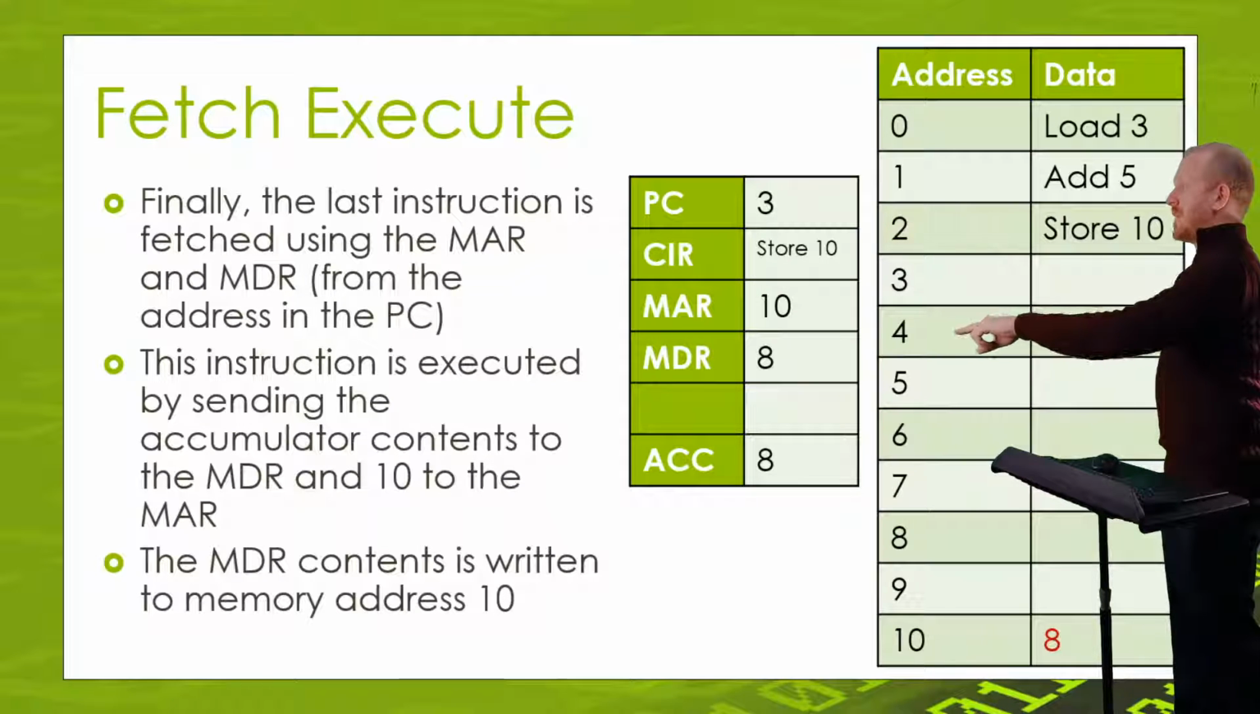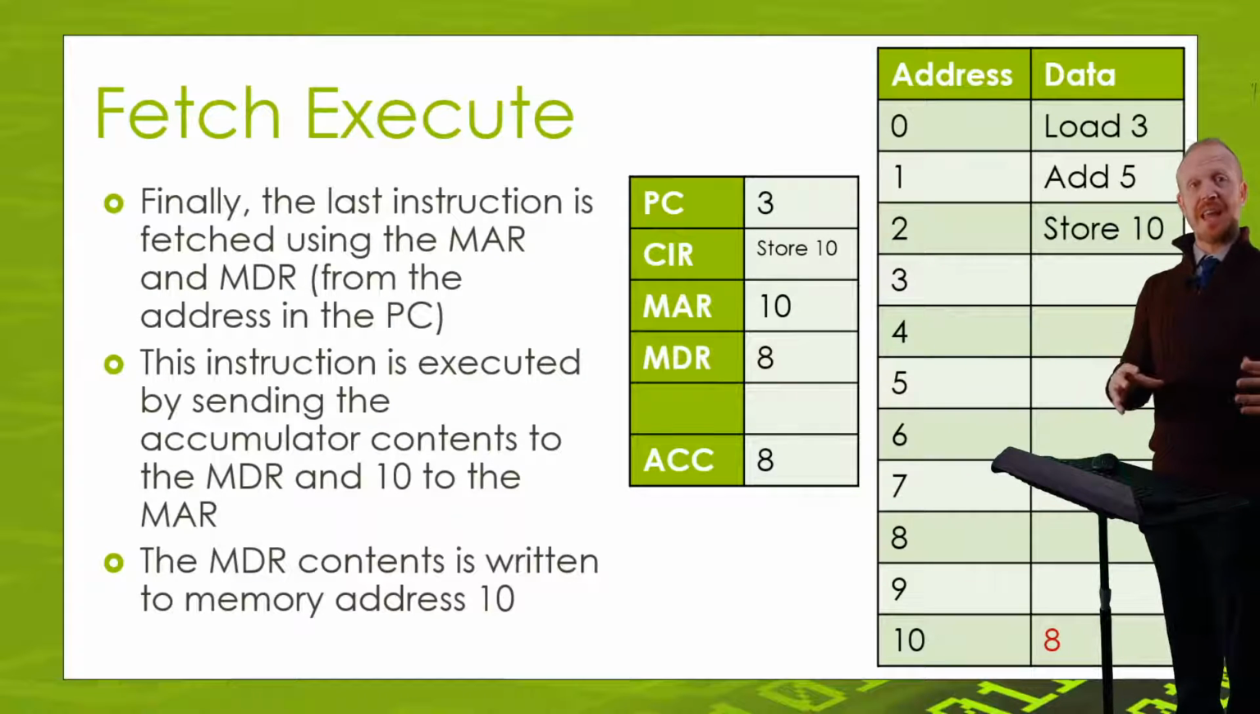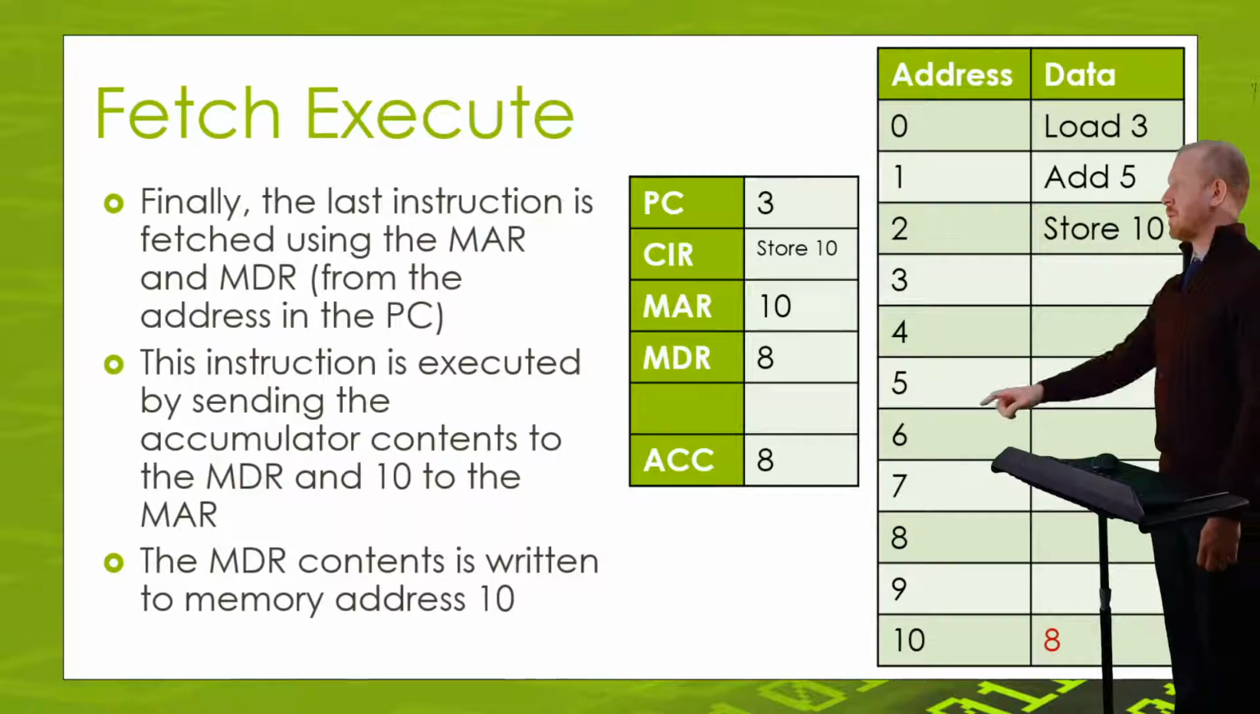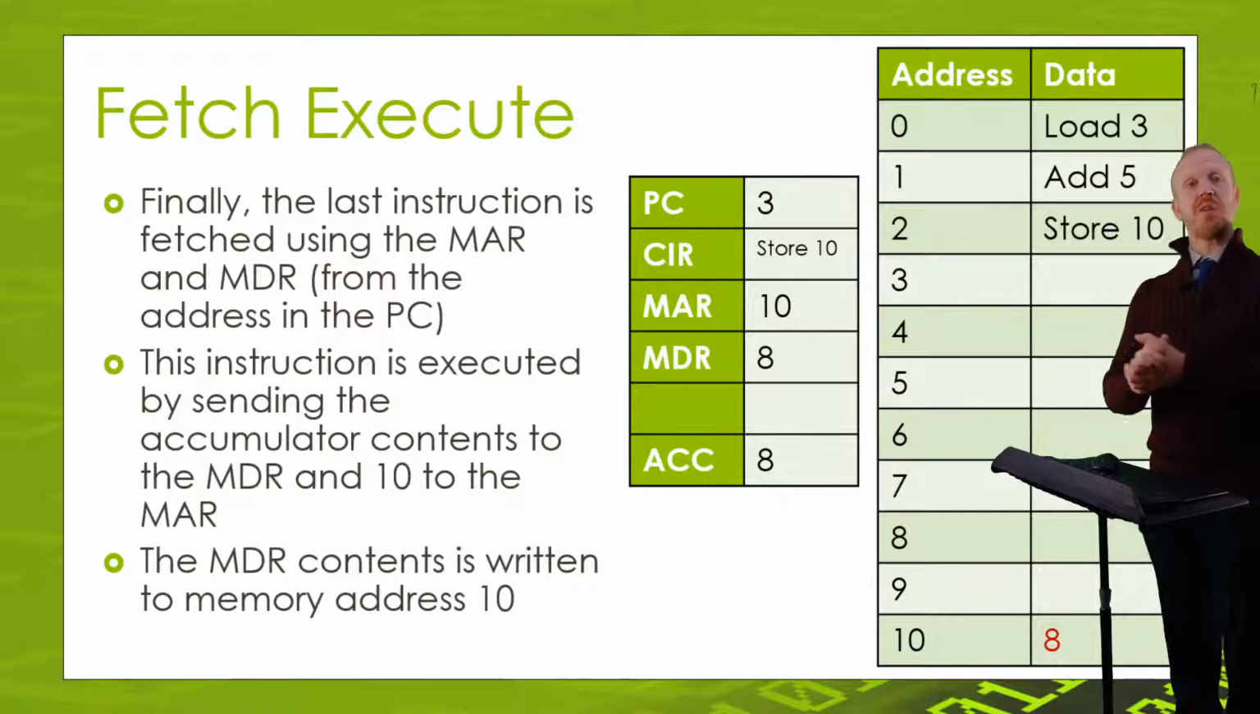What's the role of the memory data register? It gets the data that is contained in the address that's currently in the memory address register. And finally, what's the accumulator? That's the running total for any mathematical operations that the processor is doing.